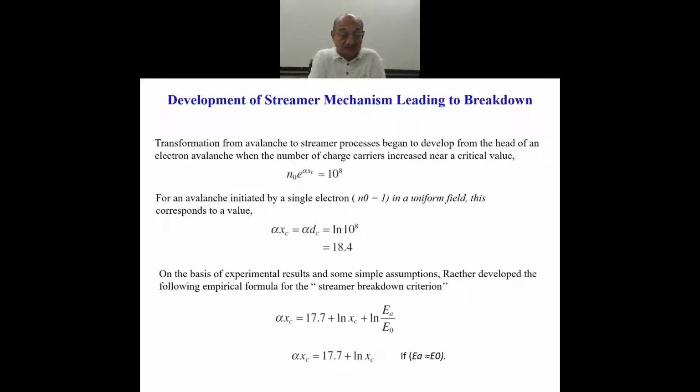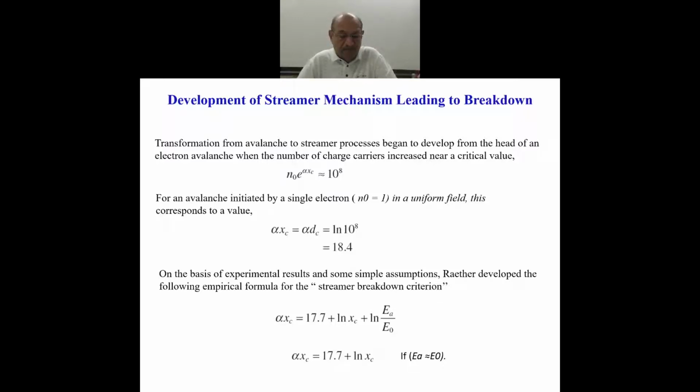That is the critical length up to which the avalanche is extending, or you can say, what is the critical gap distance above which a different process will take place, that is dc. And when we equate alpha xc is equal to alpha dc is equal to the natural logarithm of 10 to the power 8, the value of alpha xc or alpha dc works out to be 18.4.